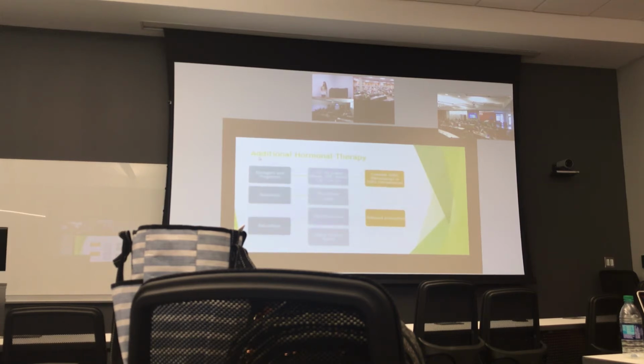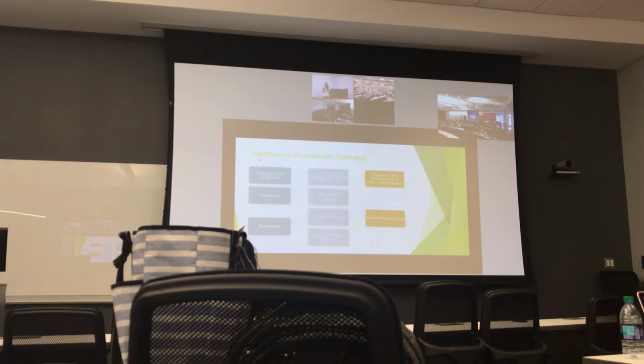However, if you look in the second row, paroxetine and tamoxifen have an interaction. Does anyone have a guess as to what the mechanism of this interaction is? Samantha?